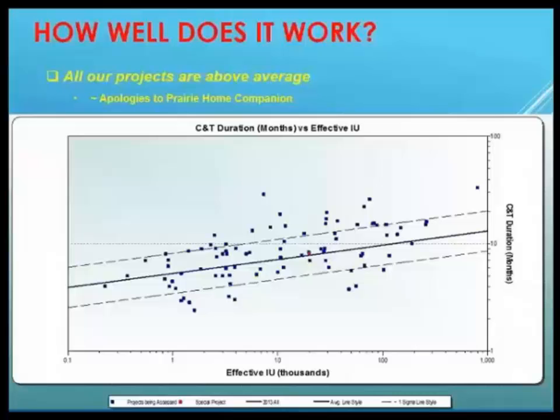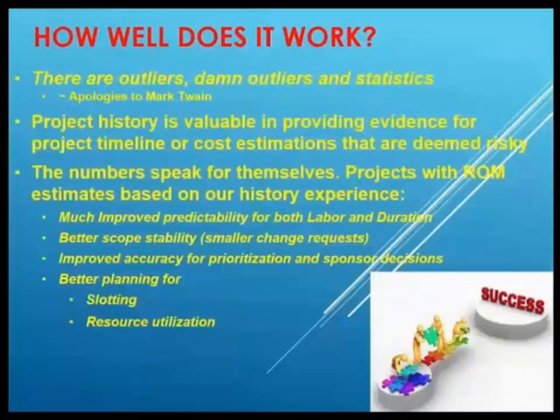Now we ask the question, how well does it all work? And I borrowed something from the Prairie Home Companion, where they used to say, all our children are above average. Here I'm saying all our projects are above average. At least that's what some people like to think. But we can show that differently, and in terms of the project historical data, this one is showing duration versus size. A little bit more about how well it all works.